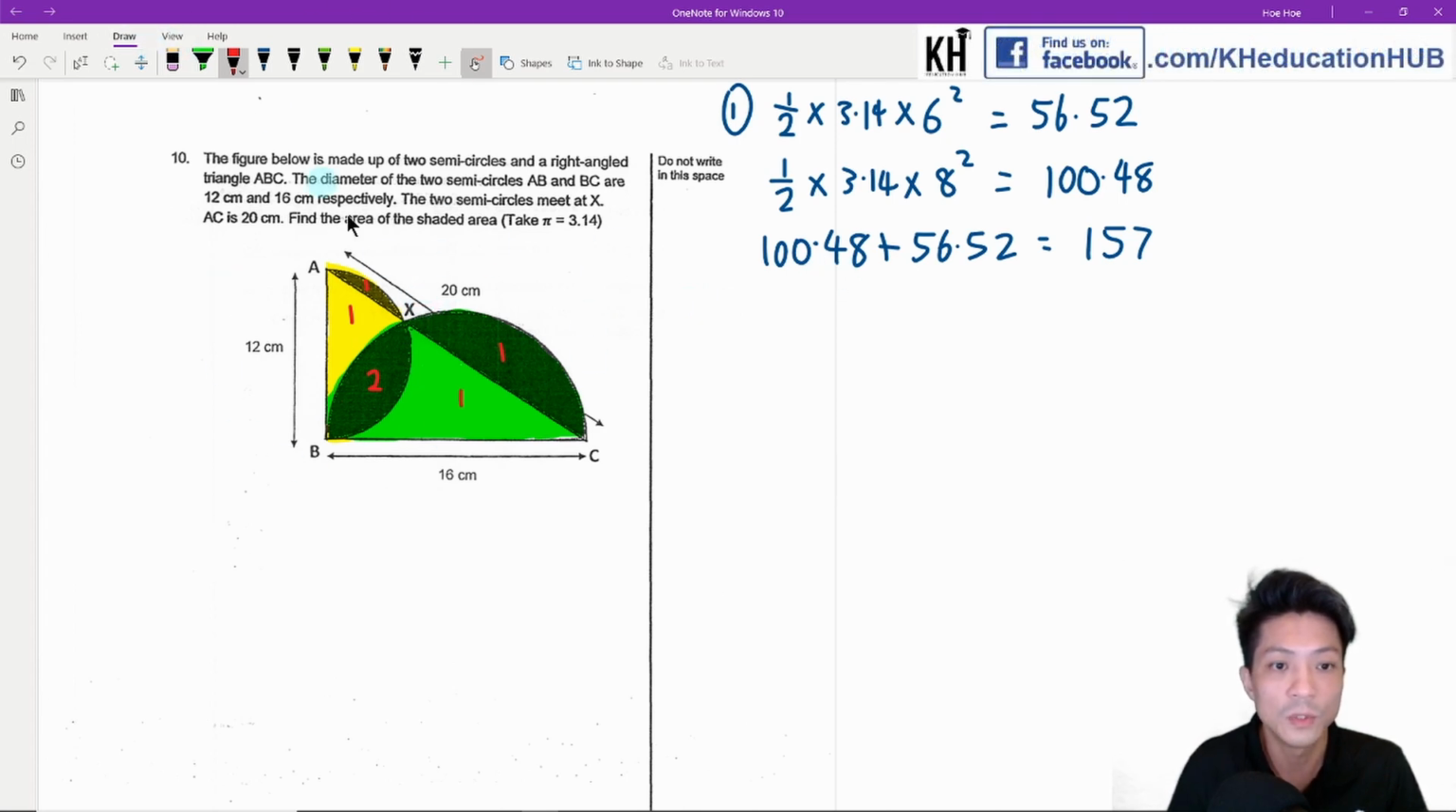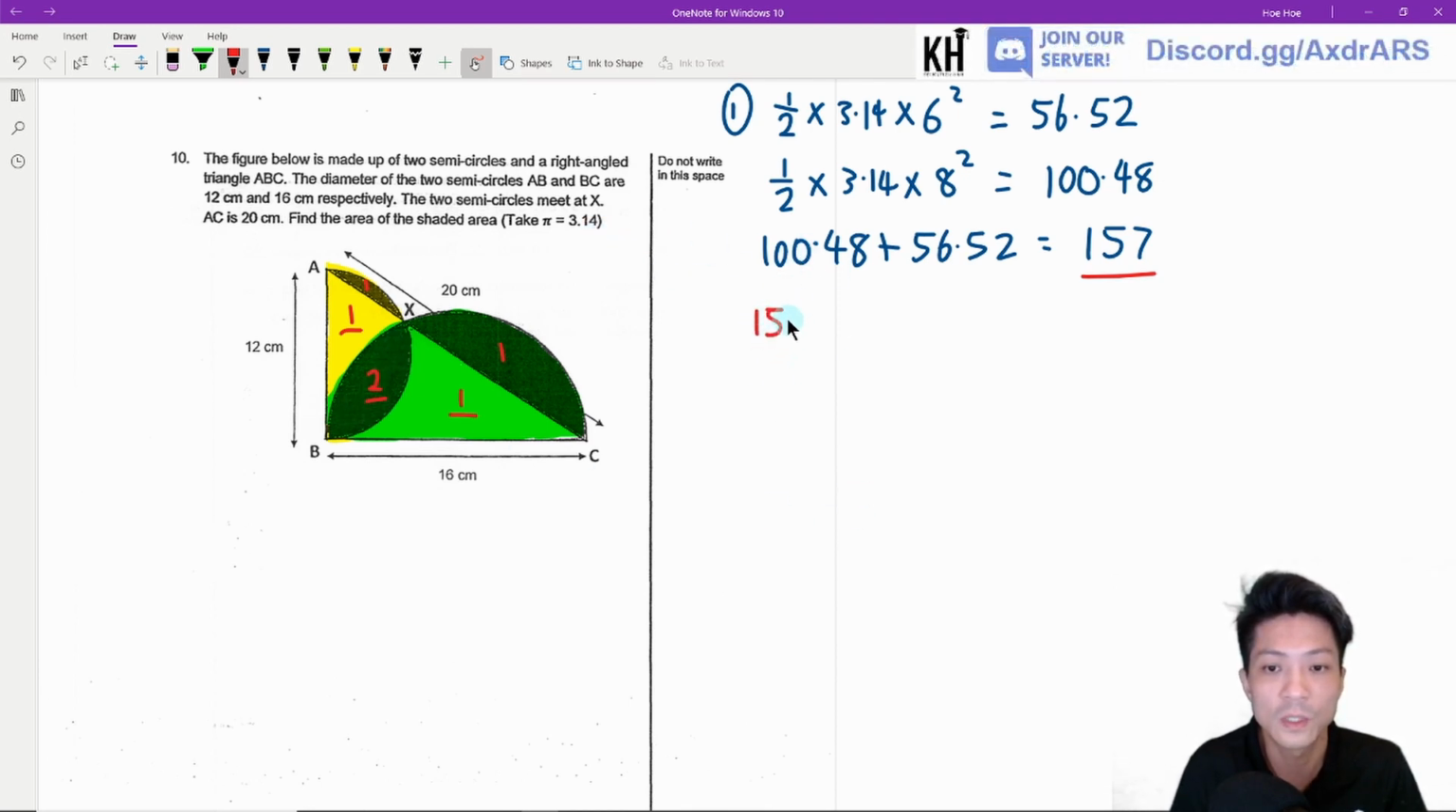If I were to use this 157, and if I were to minus away the area of the right angle triangle, I'll be removing one layer from here, one layer from here, and one layer from here. Which means that this part over here will have one layer left. So the next step will be to find the area of triangle ABC.